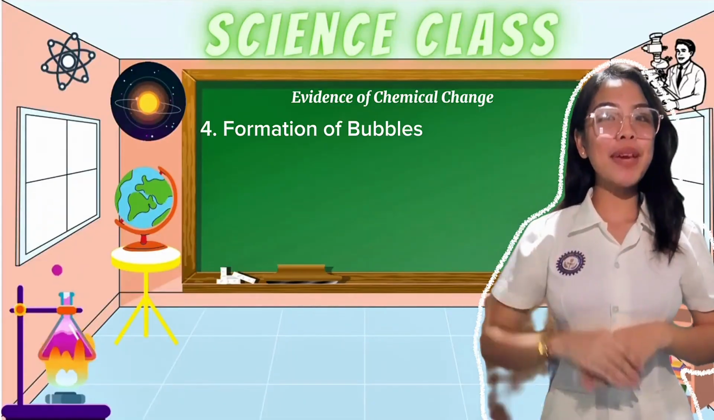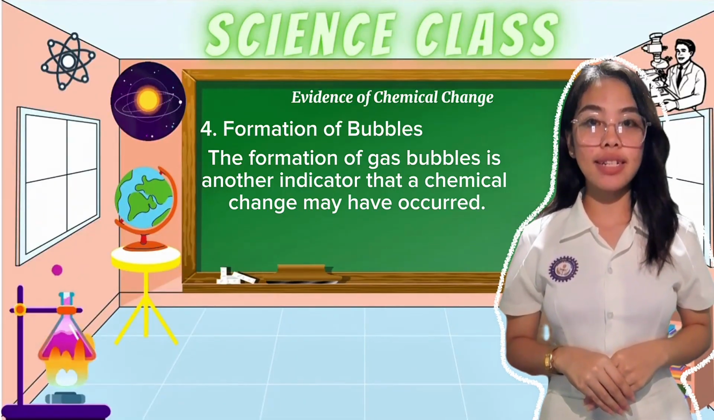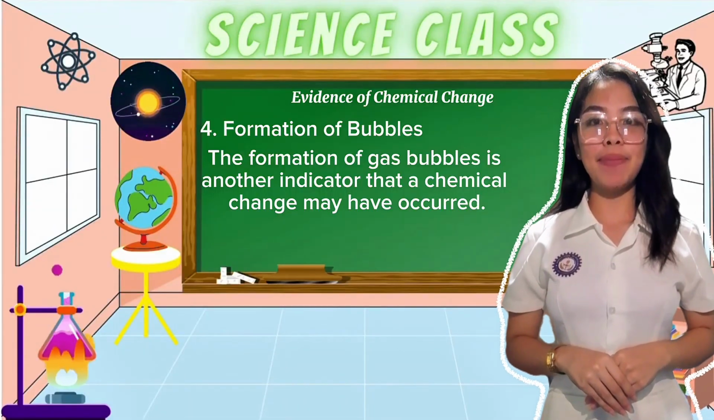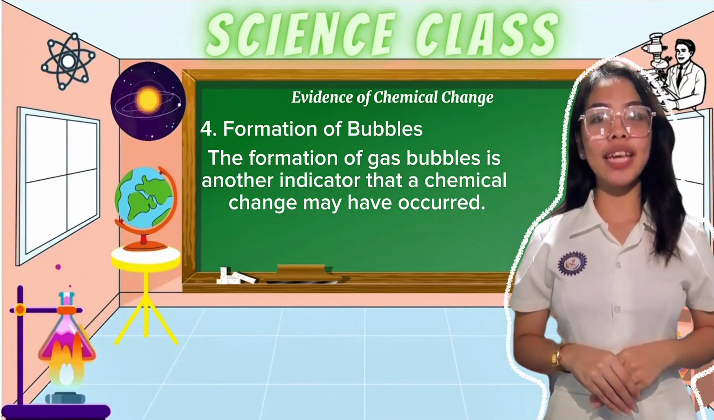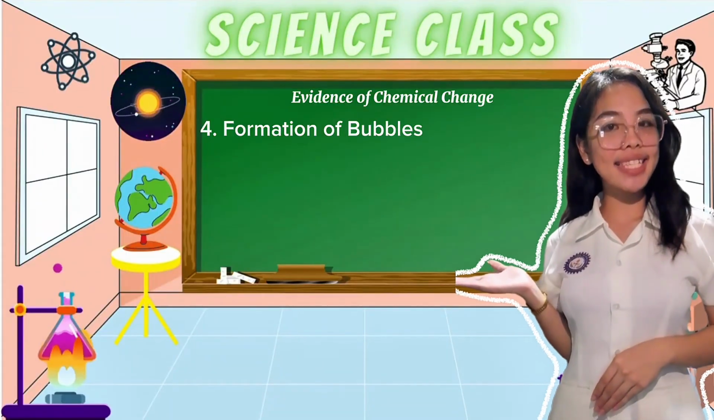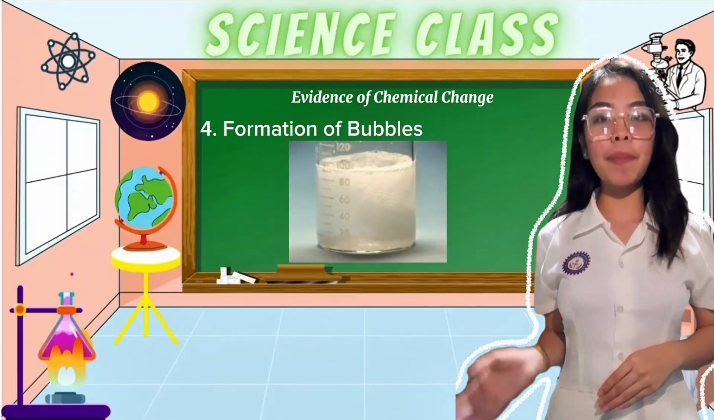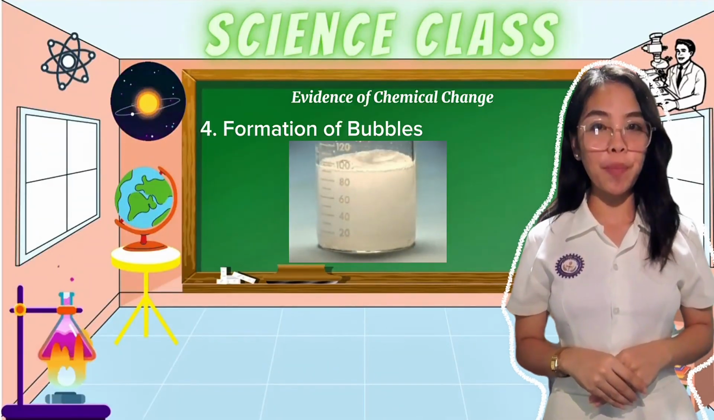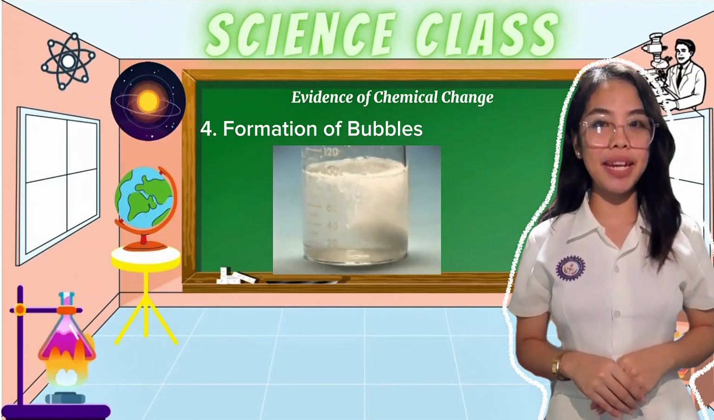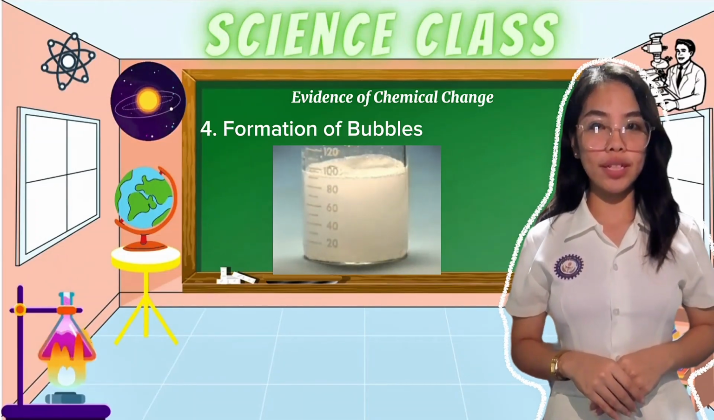Number 4. Formation of bubbles. When an antacid tablet contacts water, it begins to bubble. The formation of gas bubbles is another indicator that a chemical change may have occurred. When an antacid tablet is dropped into water, it starts to bubble because a gas is being formed. This bubbling shows that a chemical reaction is happening between the substances in the tablet and the water.